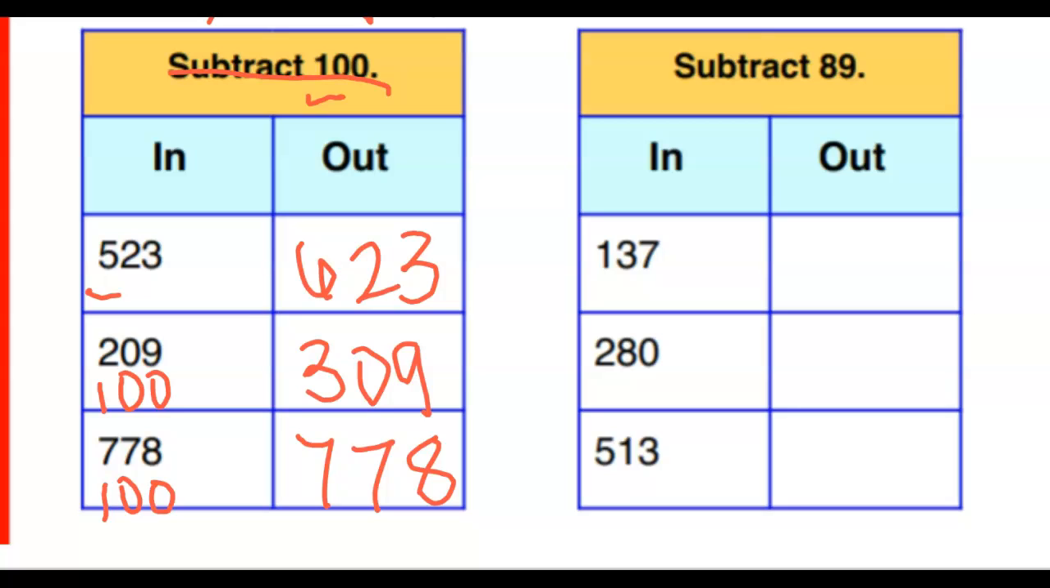Ooh, I went the wrong direction. Hopefully you already caught me. We are subtracting. I tricked myself. So it should be 423, 109, and 678.